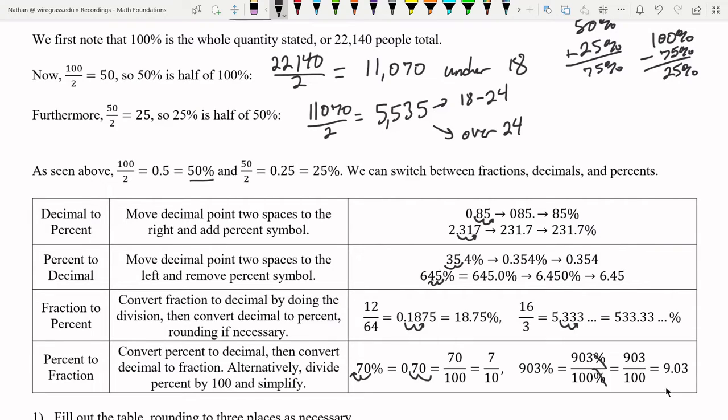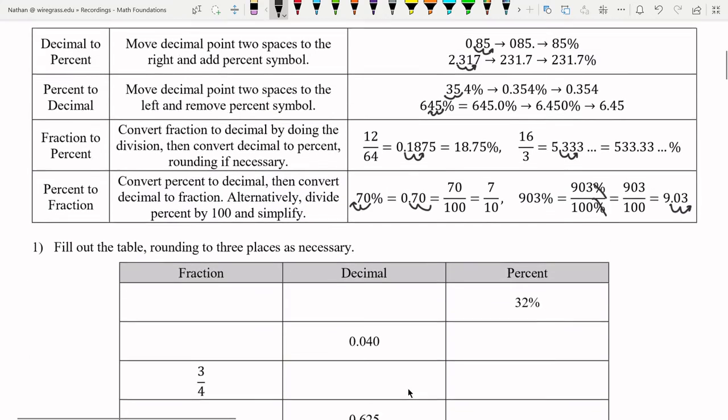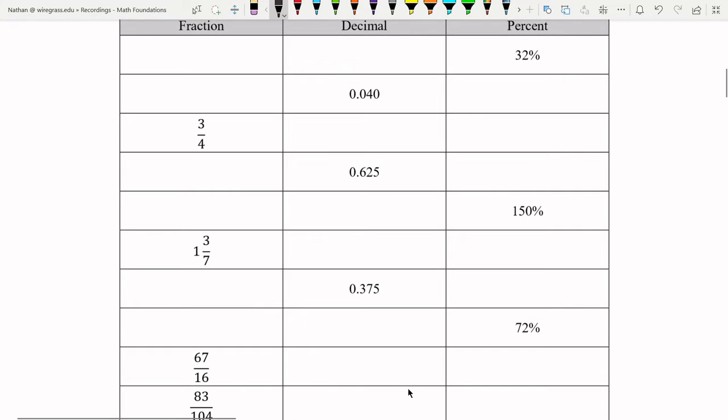But you can see this gives us 9.03, and as a percent, move 2 spaces, we get back to 903%. Okay, so let's look at this table here. I just have a bunch of different ones we're going to convert between fractions, decimals, and percents.